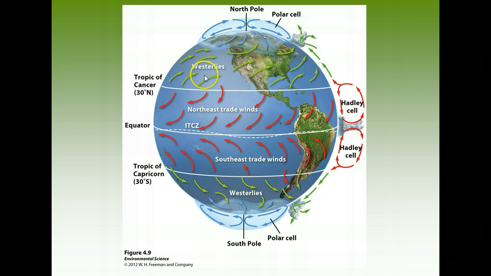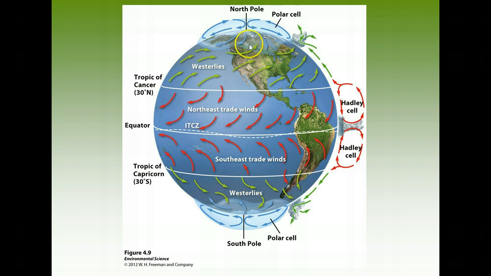So notice here, I've got my Hadley cells. Let's go back a second. I've got my Hadley cells. So it's rising here at the ITCZ, the air is rising, producing rain. It eventually sinks. So here in these areas, I should expect deserts. And then I have my poles here, my polar cells.